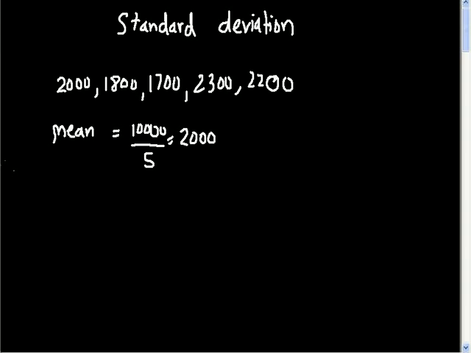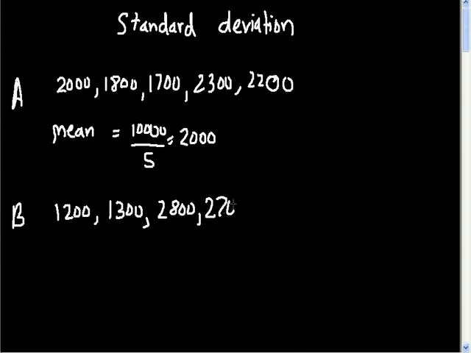So you go and ask somebody from company A, then you ask somebody from company B, what have you been earning for the last 5 months? Now they say they earn 1200, 1300, 2800, 2700, and 2000. This is what they earn.